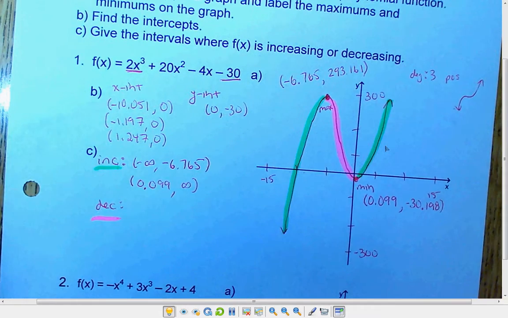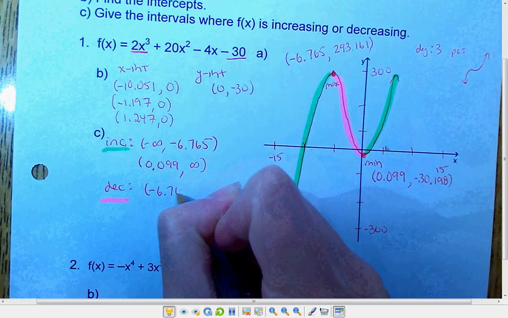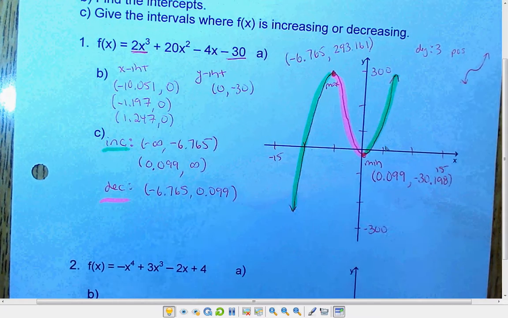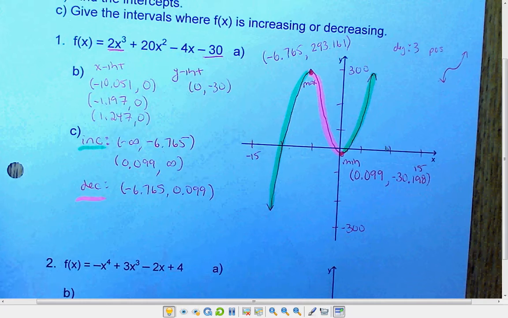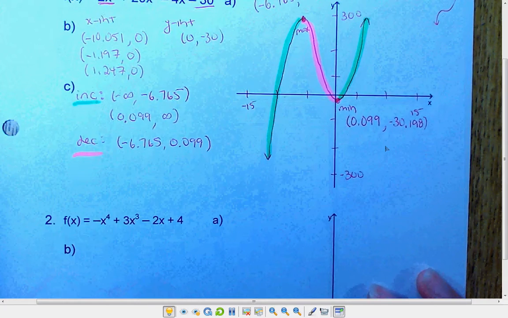And just like before, we're going to use our x values. So it's from negative 6.765 all the way till 0.099. And now we have analyzed this function fully. We're done with number 1. Okay, let's go on and do number 2 now.